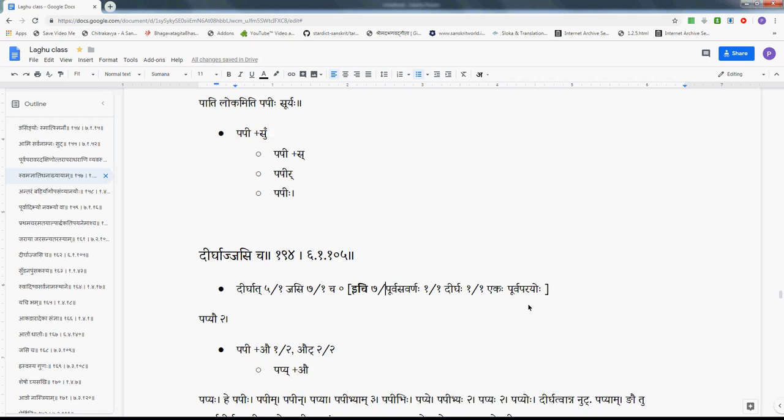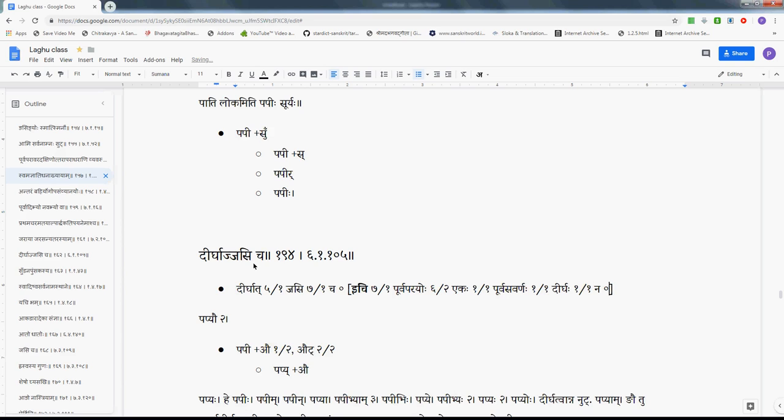Eka purva savarna dirgha. Eka purva parayoho, purva savarna dirgha. Na. So if you just shift these, it reads better. Ekaha purva parayoho ekaha eka adesha purva parayoho shashti divachanaha ekaha purva savarna dirgha adesha na nasya.